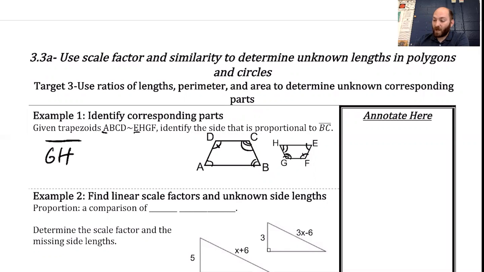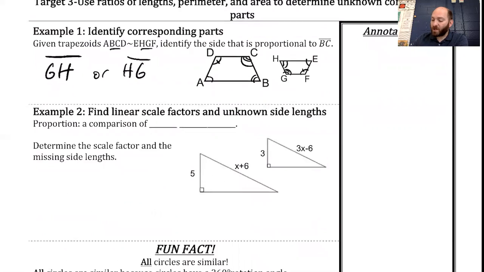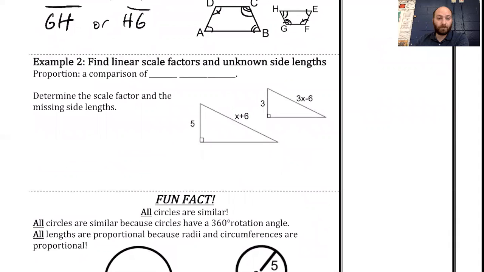Now, the other way I could have done that without marking out the diagram is to just look here. BC is in the middle 2 spots. So BC and HG, or GH, are in the same spots. It doesn't matter if I write GH or HG. They refer to the same side, it's the same thing. All right, so we're going to use that in the next step.